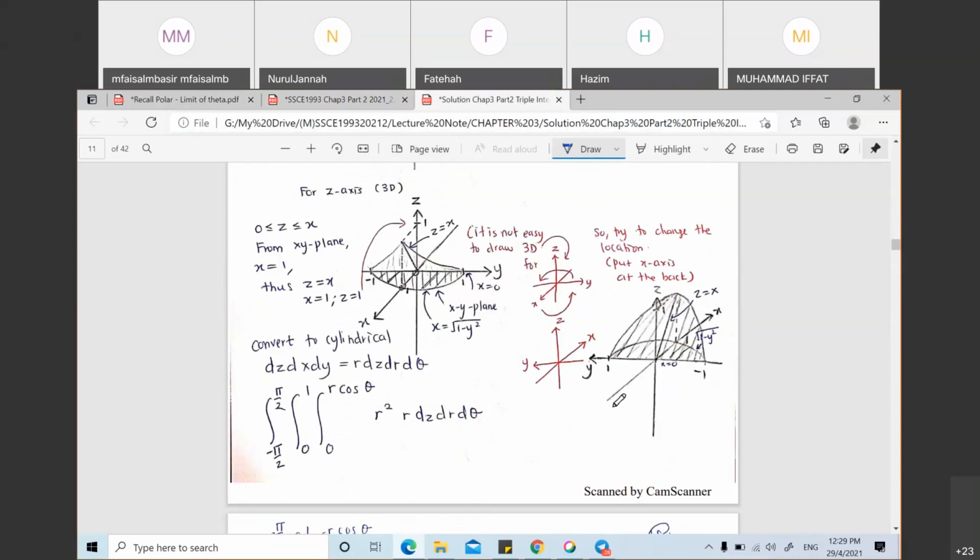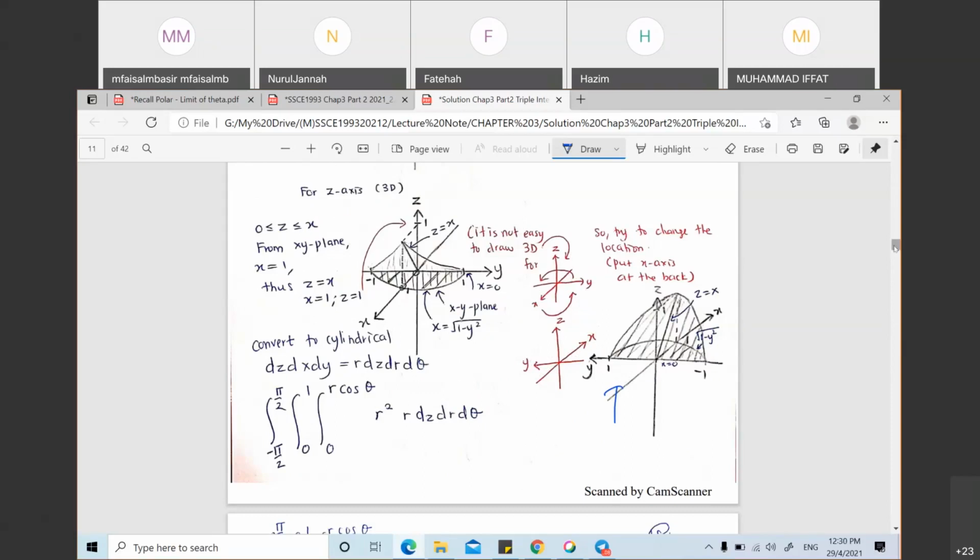So if I change the position of x and y, maybe you can see more clearly. It's not easy to draw 3D for x, y, z like this. If I choose y here, z here, and x here, and I move x to the right part, the behind part, with x positive here, I can see the sketch more easily.